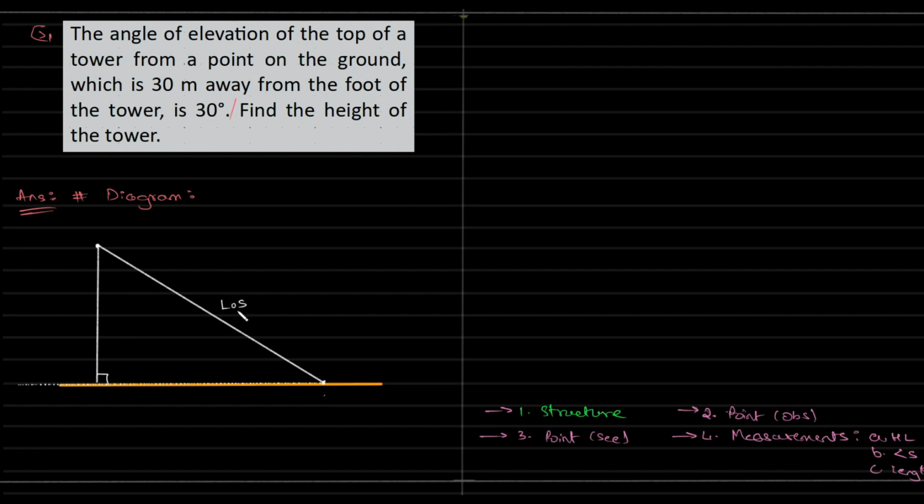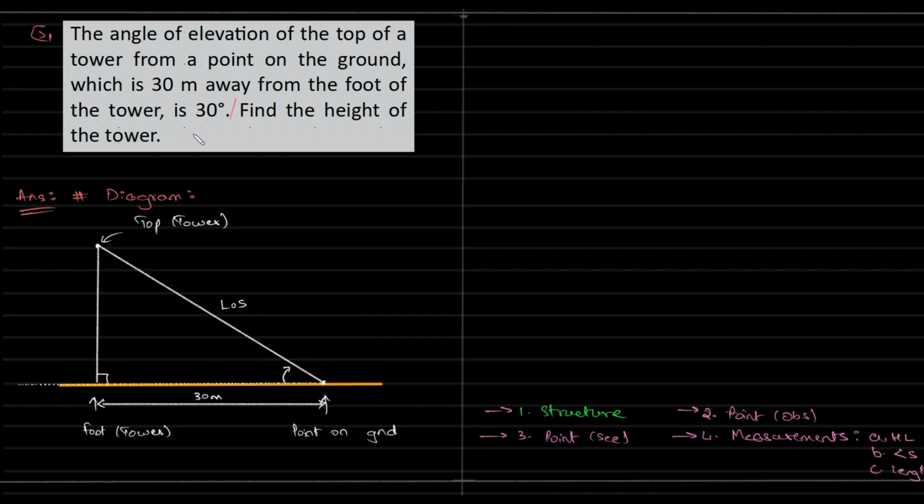The angle of elevation. So the angle of elevation is this, of the top of the tower. So this is your top of the tower. From a point on the ground. This is the point on the ground, which is 30 meters away from the foot of the tower. This is your foot of the tower. This is 30 meters.